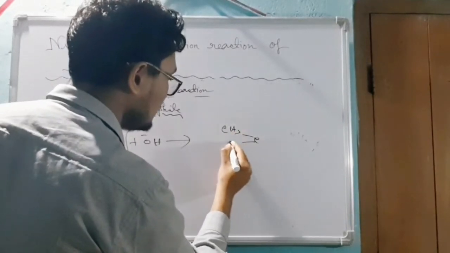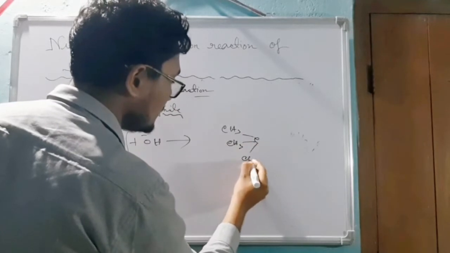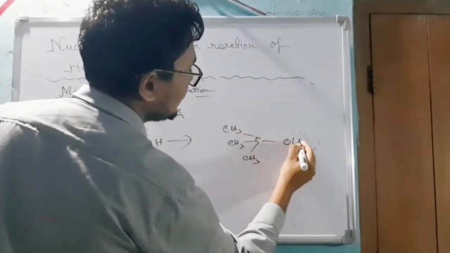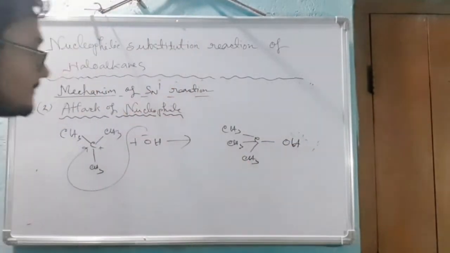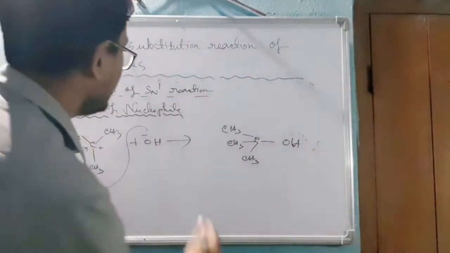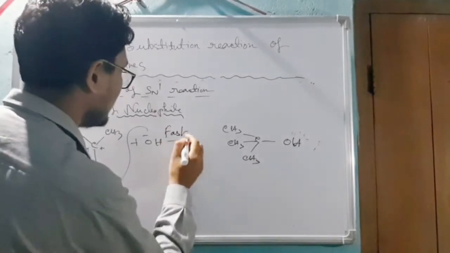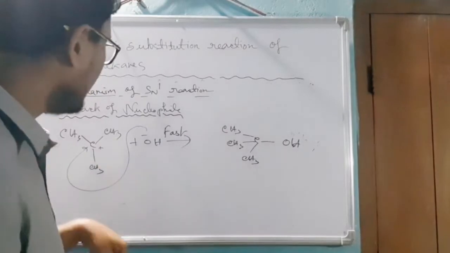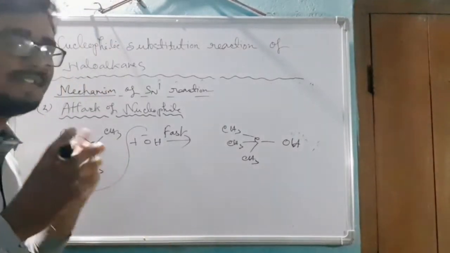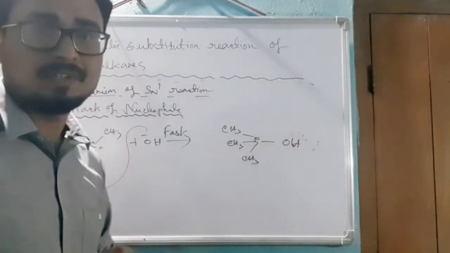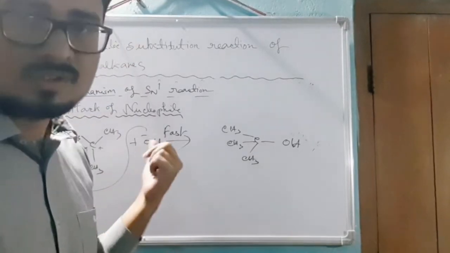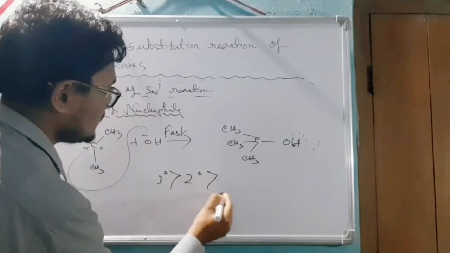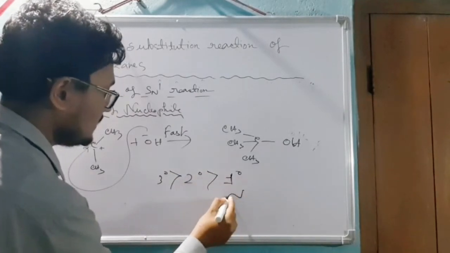What will happen? CH3, C, CH3, CH3, here the OH is there. So this is the final product. And this step is fast. So here in a Sn1 reaction, tertiary carbocation is most stable. 3 degree greater than 2 degree greater than 1 degree.